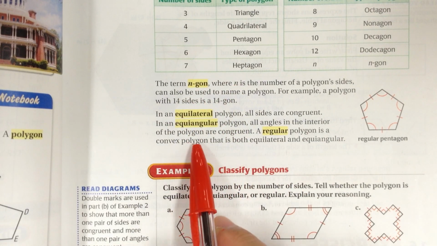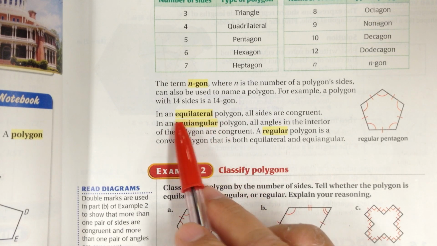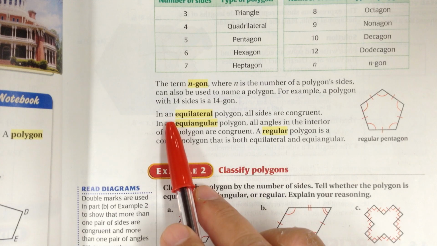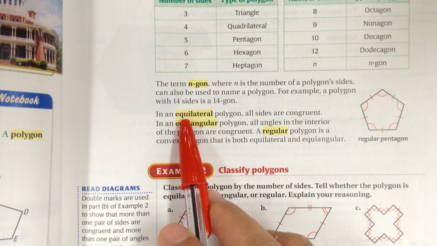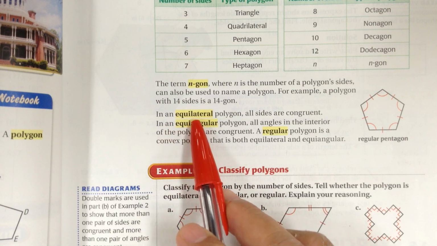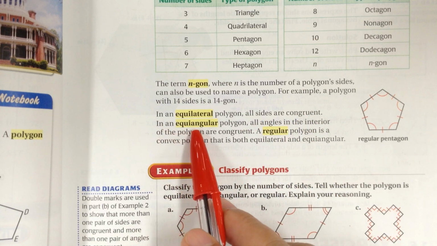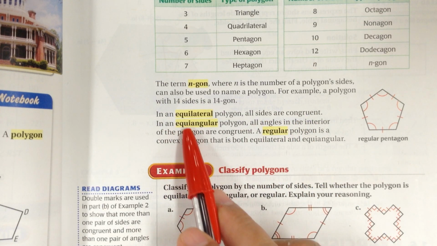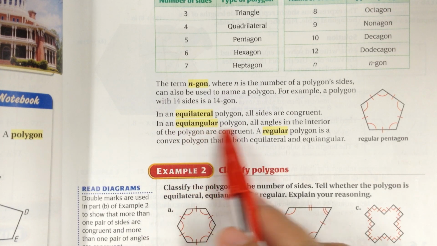Now the next one is equilateral polygon. Equal means same, lateral means side, so equilateral means all sides are equal. So all sides are congruent. Now over here, equiangular, again equi means same, angular means angle, so equiangular means all angles are congruent.